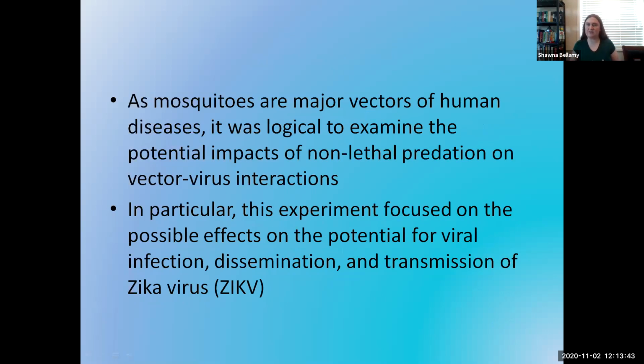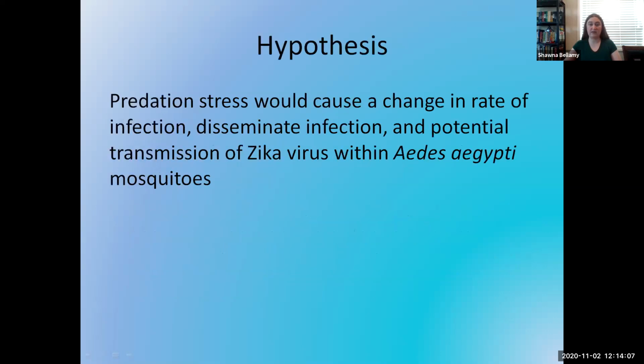And as mosquitoes tend to be major vectors of human disease, it was logical to examine the potential impacts of non-lethal predation on vector-virus interactions. In particular, for this experiment, we focused on the possible effects on the potential for viral infection, dissemination, and transmission of Zika virus. We hypothesized that predation stress would result in a change in the rate of infection, disseminated infection, and the potential transmission of Zika virus within Aedes aegypti mosquitoes.